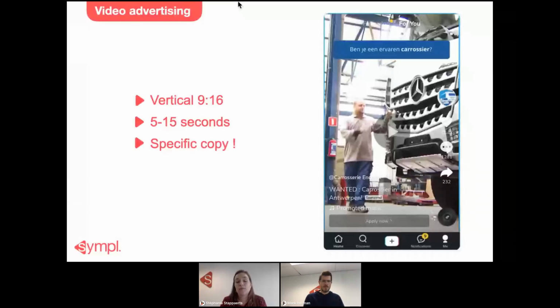And you need to have specific copy. What do I mean by that? Well, like I already told you, the targeting is now country based. So here, it's also in Dutch, but it says wanted carrossier in Antwerp. So people already directly know that there is a job vacancy in Antwerp. So if they're in Leuven or Brussels or whatever, and they don't want to travel a lot to their work, then they don't stop scrolling. Well, that's what we hope, of course.